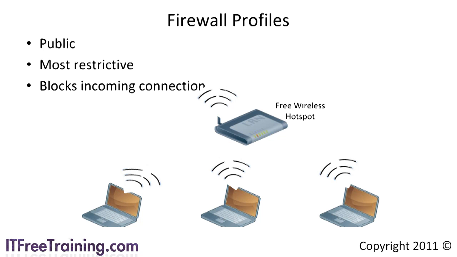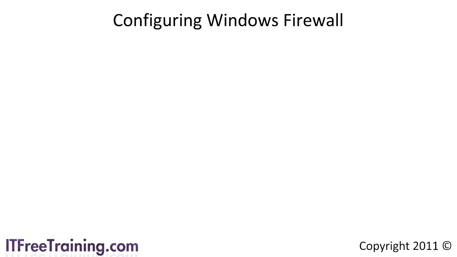However, if it does move between networks, you may want to consider setting the profiles with different settings. In order to configure Windows Firewall, you need to create rules. The rules can be based on many different criteria.